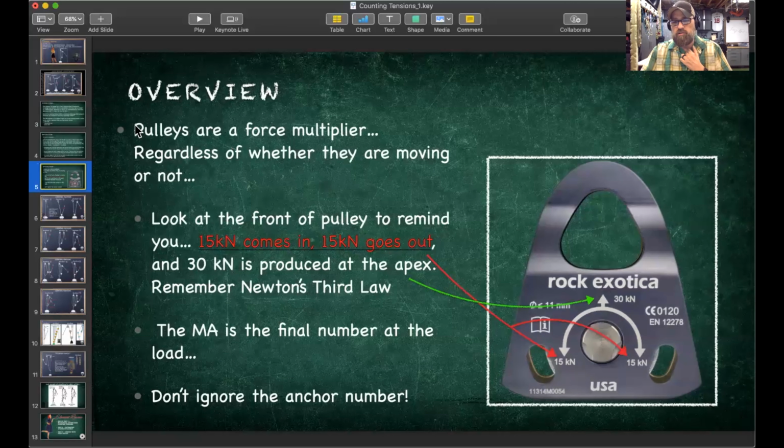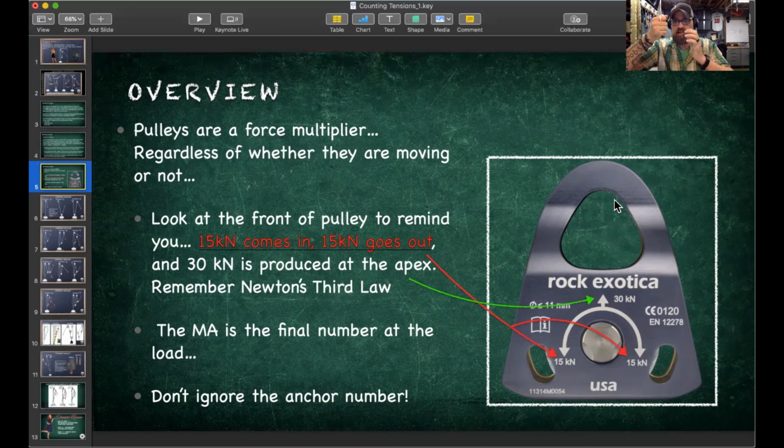So if we look at the regular pulley, this gives you the cheat for counting tensions. What we see on this Rock Exotica micro pulley is how strong this pulley is. It's 30 kilonewtons strong, and that shows you that if you have 15 kilonewtons on one side, you have to have 15 kilonewtons on the other. And that can be expressed in tensions, and that's what we're expressing it in. So if one tension comes into this pulley, one tension has to come out, which means that pulley is now supporting two tensions. Equal and opposite reaction.